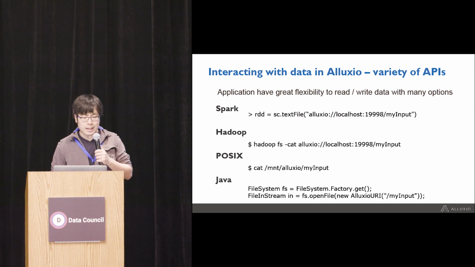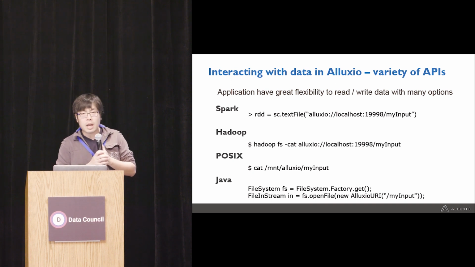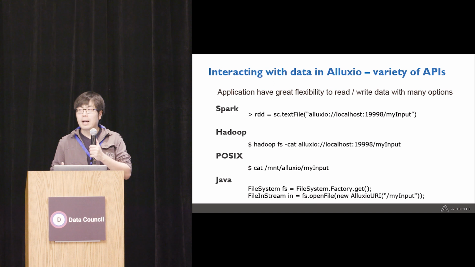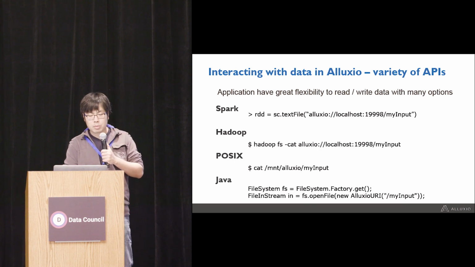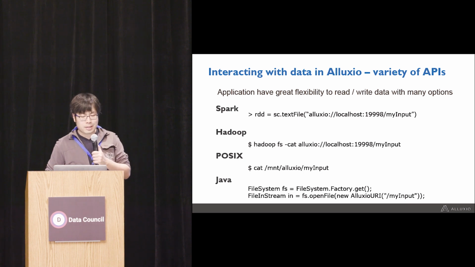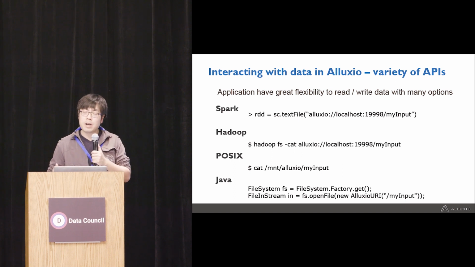For example, on the Spark side, all you need to change is the file path. If you work with Spark, you may know this is the most common way to deal with an RDD. You do the text file, and typically this is the HDFS URL, and now you just change HDFS into Alluxio. That's it. For Hadoop, because we provide a Hadoop HDFS-compatible API, you just do the hadoop fs -cat. And for POSIX, you can simply use the local command in the file system browser, like cat some file.